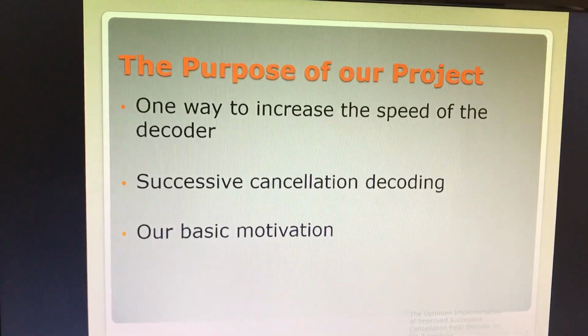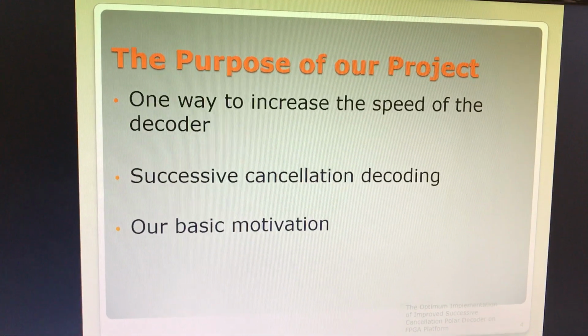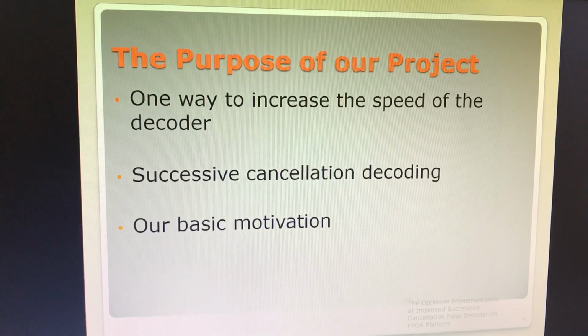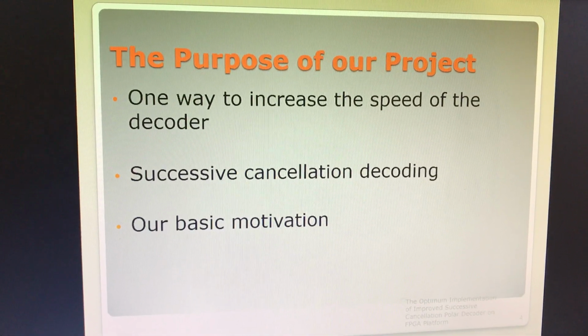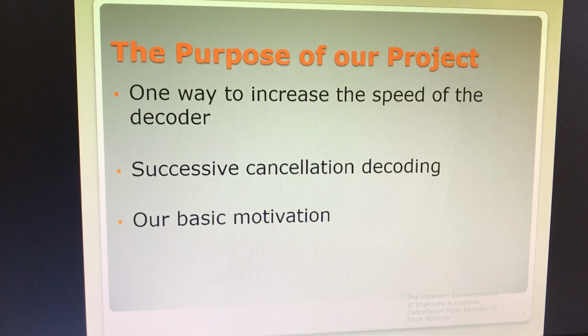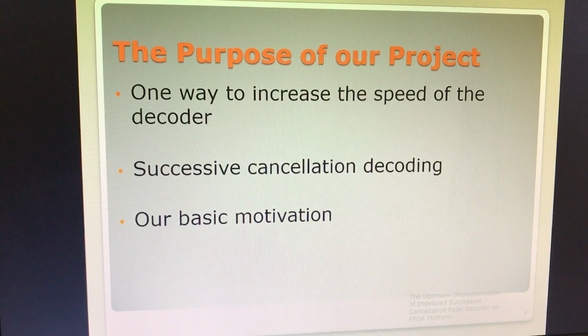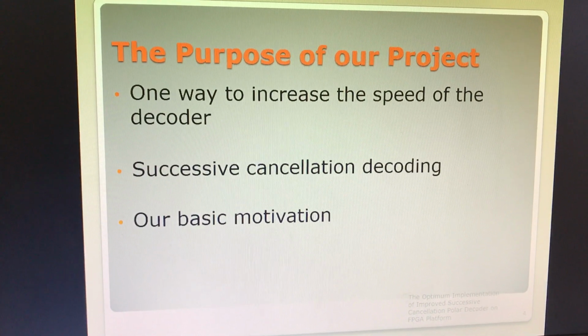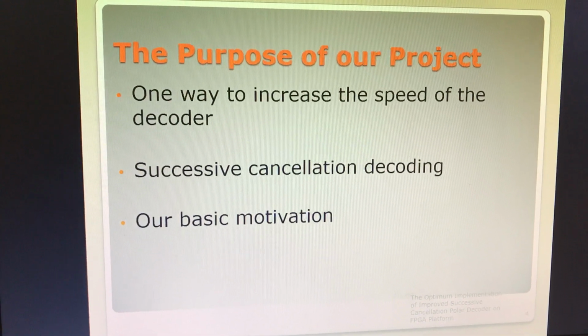The purpose of our project. One way to increase the speed of the decoder is to decode the bytes not 1 by 1, but 2 by 2 and 3 by 3. It is possible to do this in the FPGA environment since the FPGA has the ability to perform parallel operations.